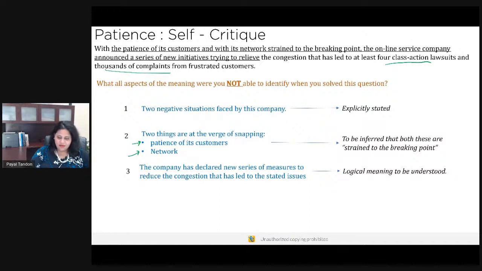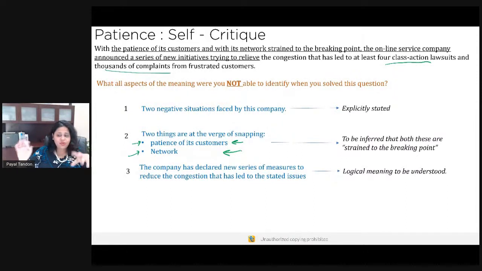You look at the pieces here. The pieces are with the patience of its customers. So with something about the customers, patience of its customers, and its network strained to the breaking point. So again, what was strained to the breaking point? Logically, what the author is trying to say is that the patience of its customers was actually strained to the point the customers were getting so impatient now. Their patience was actually strained so much that it caused frustration in the customers, right? So there are two things that were at the breaking point. One was the patience of the customers, and the second was the network.